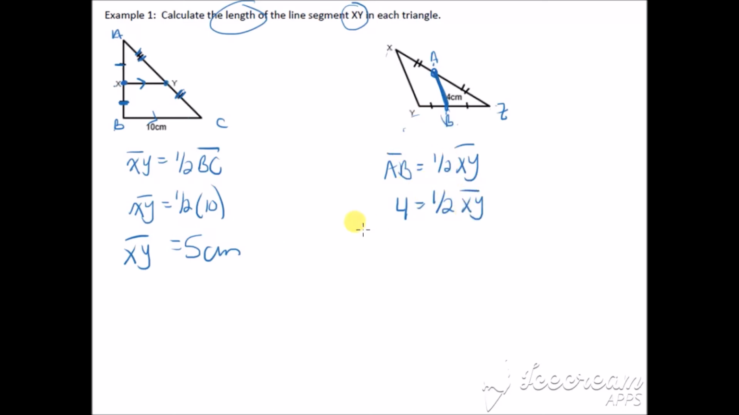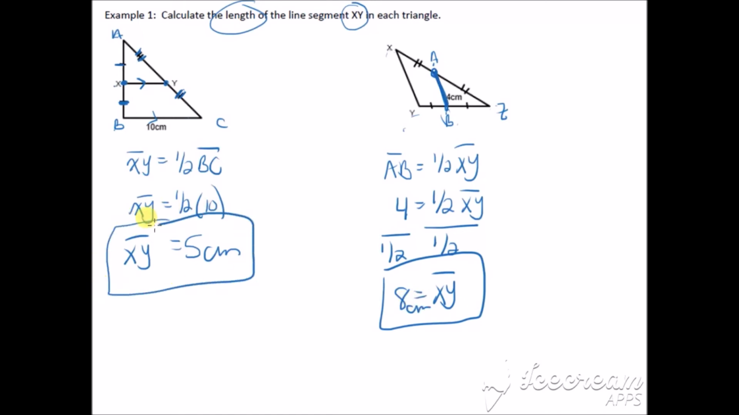But what we want to do is solve for the measurement of XY. We can just divide both sides by 1/2. So how many halves are in 4? Well, it's 8 halves. And we'll put centimeters on that. Those are our 2 final answers.